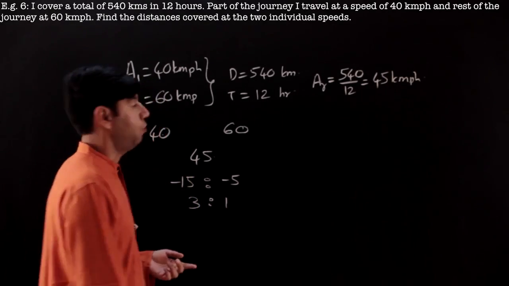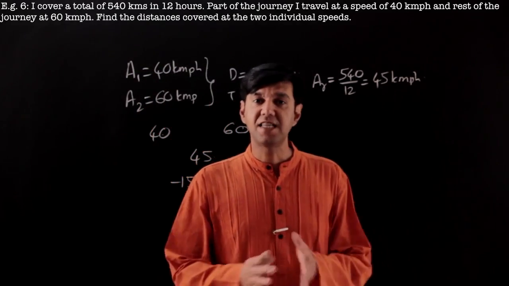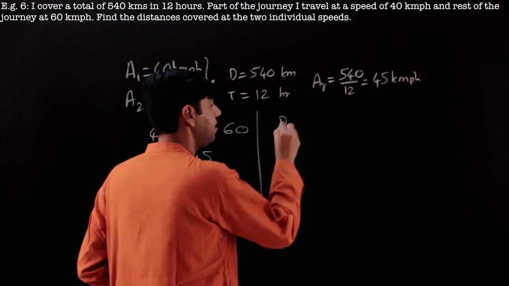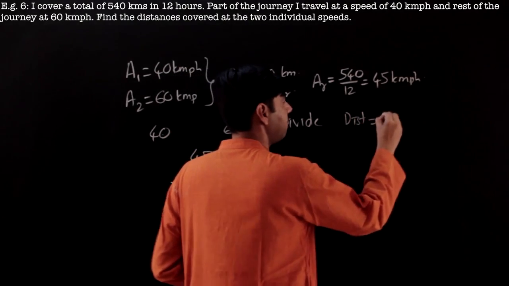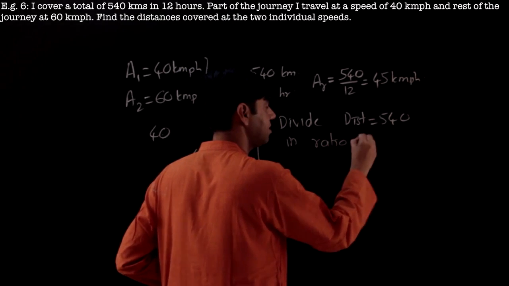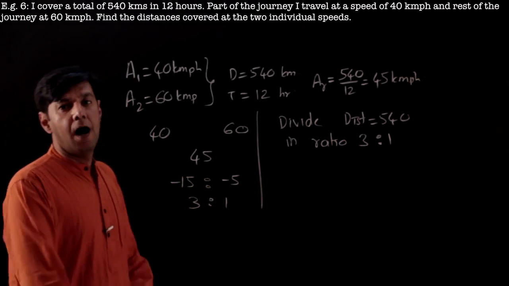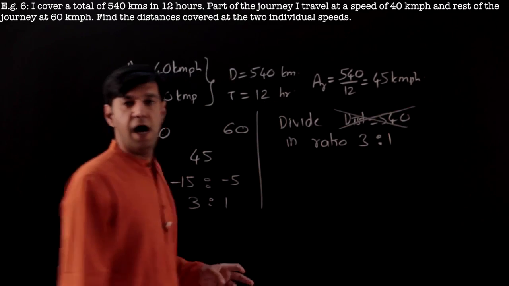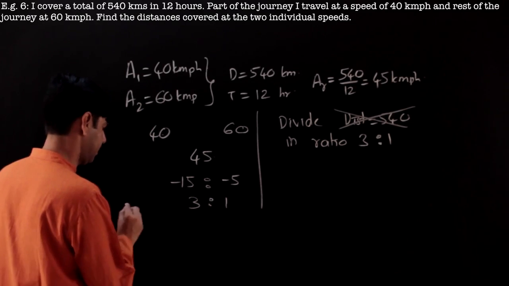The pitfall comes now. Just because a question asks us to find the distances run at the individual speeds, a lot of us are going to divide the distance. Divide the distance, which is 540, in ratio 3:1, because we have found the ratio 3:1, right? 3:1, so that is to be divided. This will go wrong, students. And the problem is in our interpretation of weights.